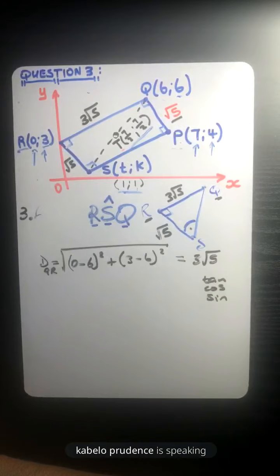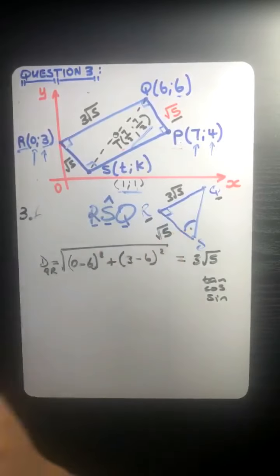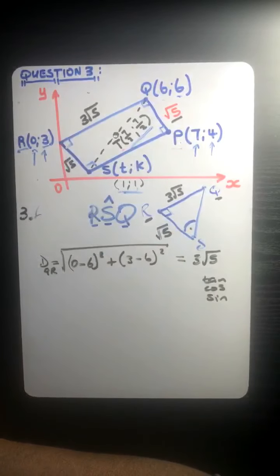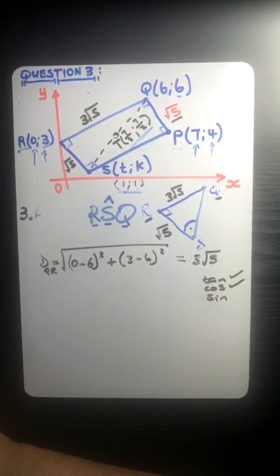I think it's cos theta. Cos theta. Which sides do we have over there? I say tan. Someone is saying it's tan, someone is saying it's cos. Which one is which? Sorry, I have an adjacent and opposite. So yeah, it's tan in this case.